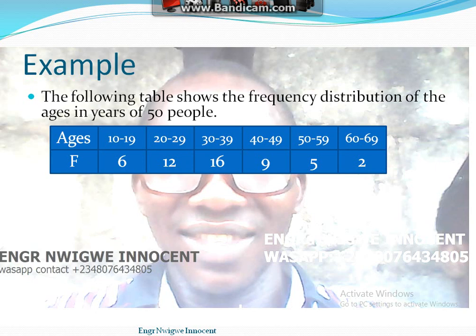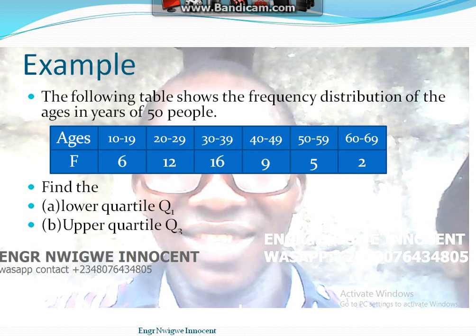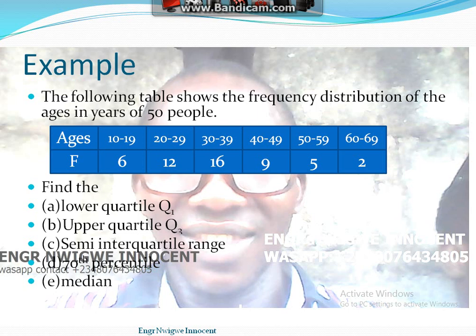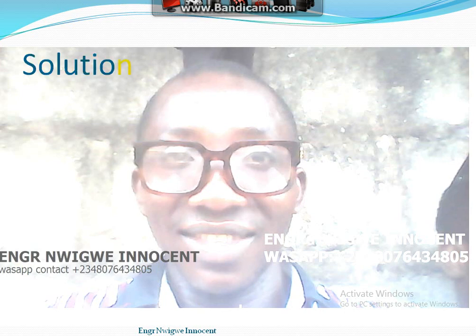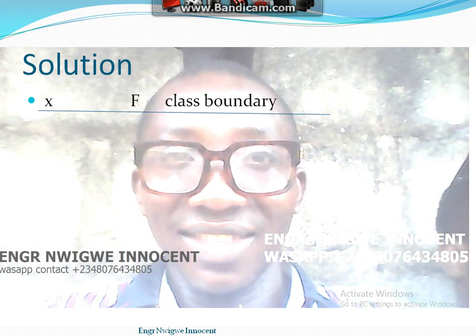We are told to find A, the lower quartile, which is Q1, B, the upper quartile, which is Q3, C, the semi-interquartile range, D, 70th percentile, E, the median, F, the mode of the distribution. Solution: the age intervals are represented with S, and F represents the frequency, then the class boundary.